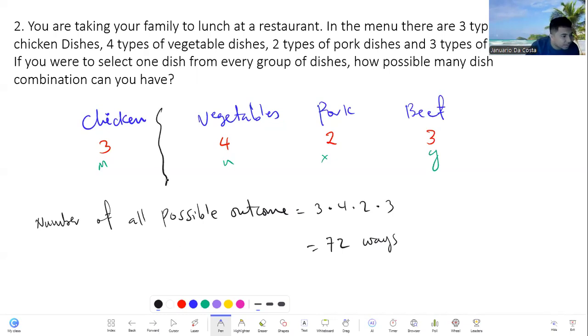So event 1 is when you select the first chicken dish, and then the vegetable dish, and then the pork dish. Understand? So this is the fundamental counting technique.